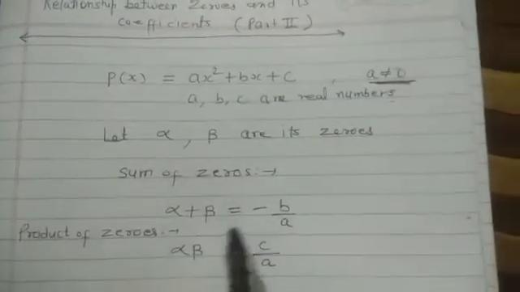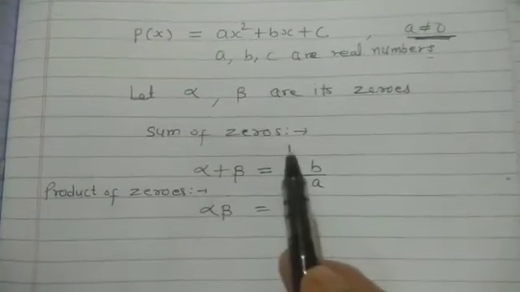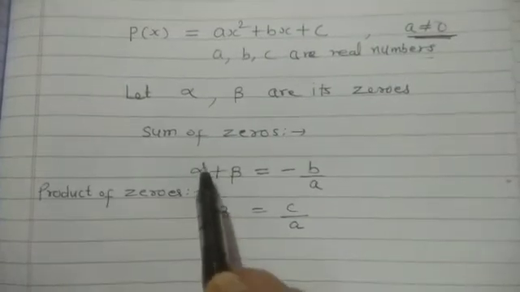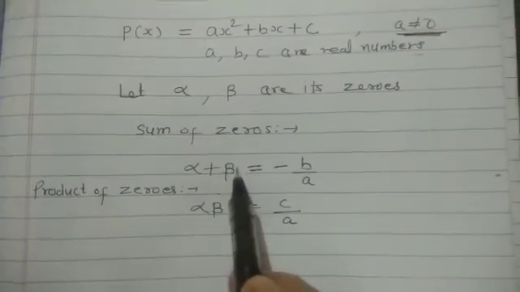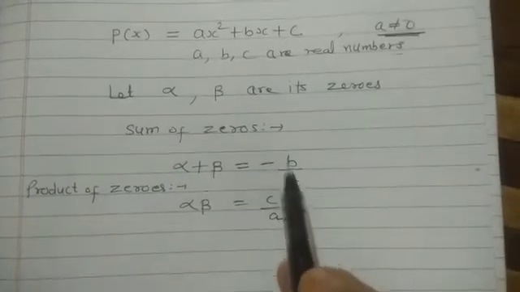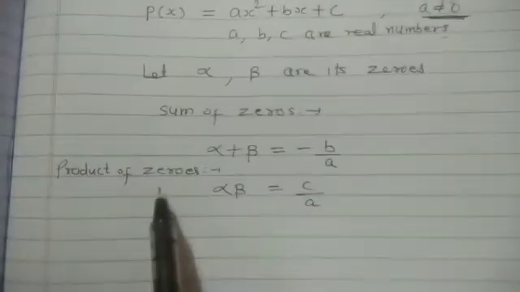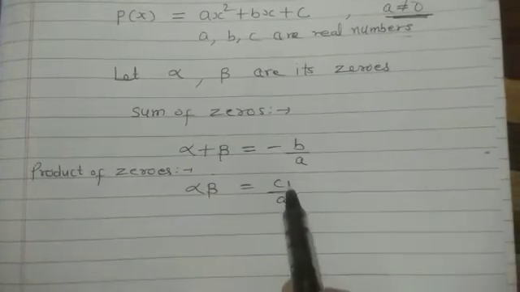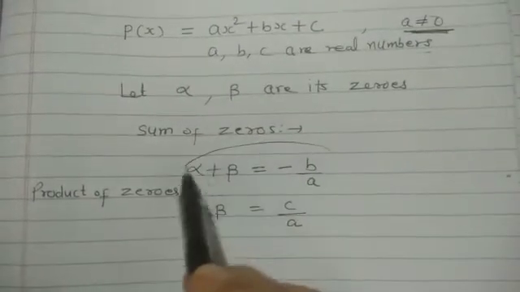Now you have to learn these two formulas. Sum of zeros is equal to alpha plus beta. Alpha is the zero, beta is the zero. So sum of zeros is equal to minus b upon a, and product of zeros, alpha into beta, is equal to c upon a. So what does it mean?